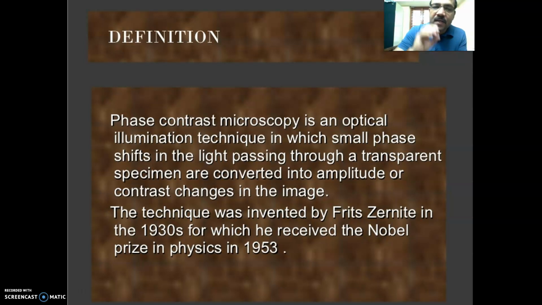So we can say that the phase contrast microscope is an optical illumination technique in which small phase shifts in the light passing through a transparent specimen are converted into amplitude or contrast changes in the image. The technique was invented by Fritz Zernike in the 1930s, for which he received the Nobel Prize in Physics in 1953. This is one of the most important achievements as far as the scientific world is concerned.